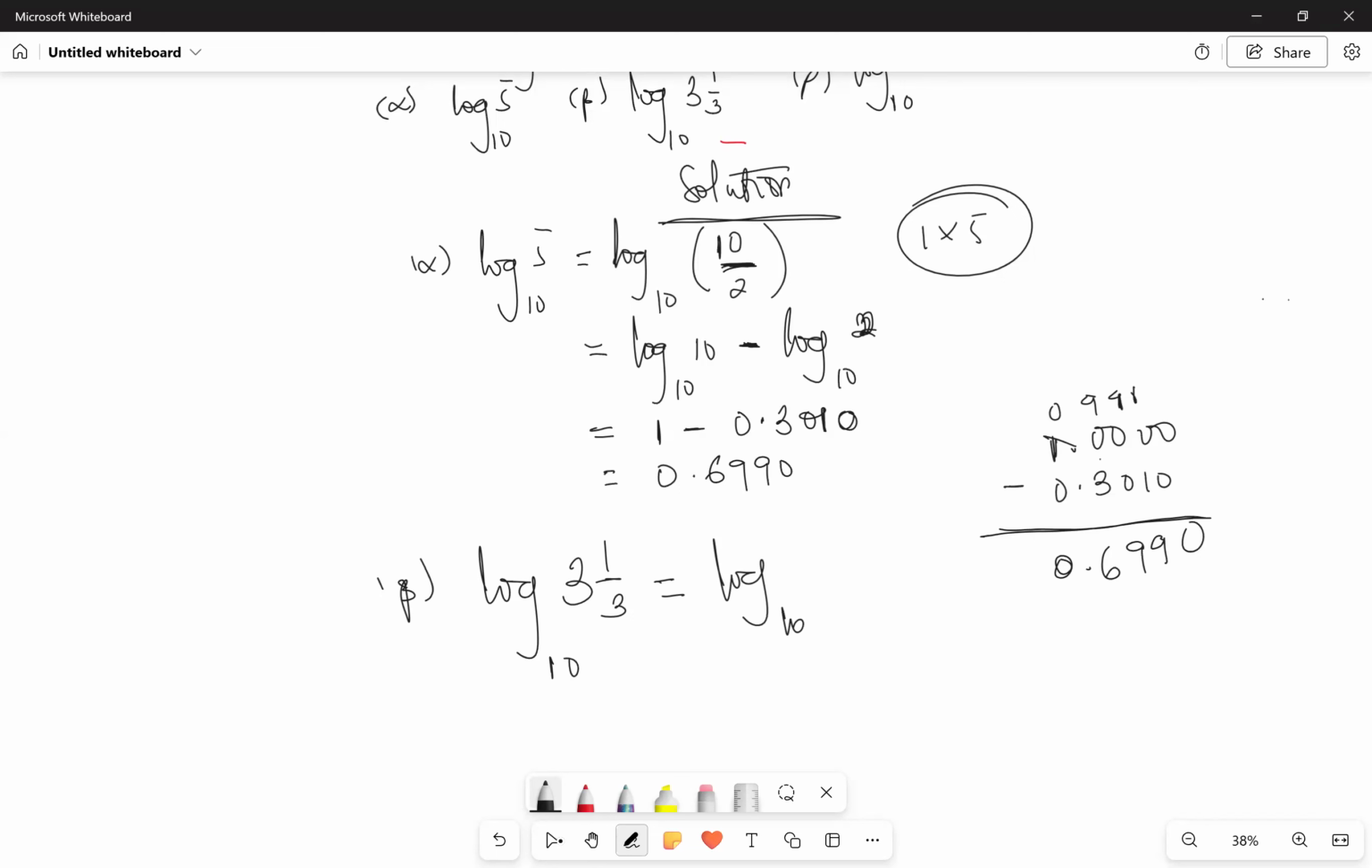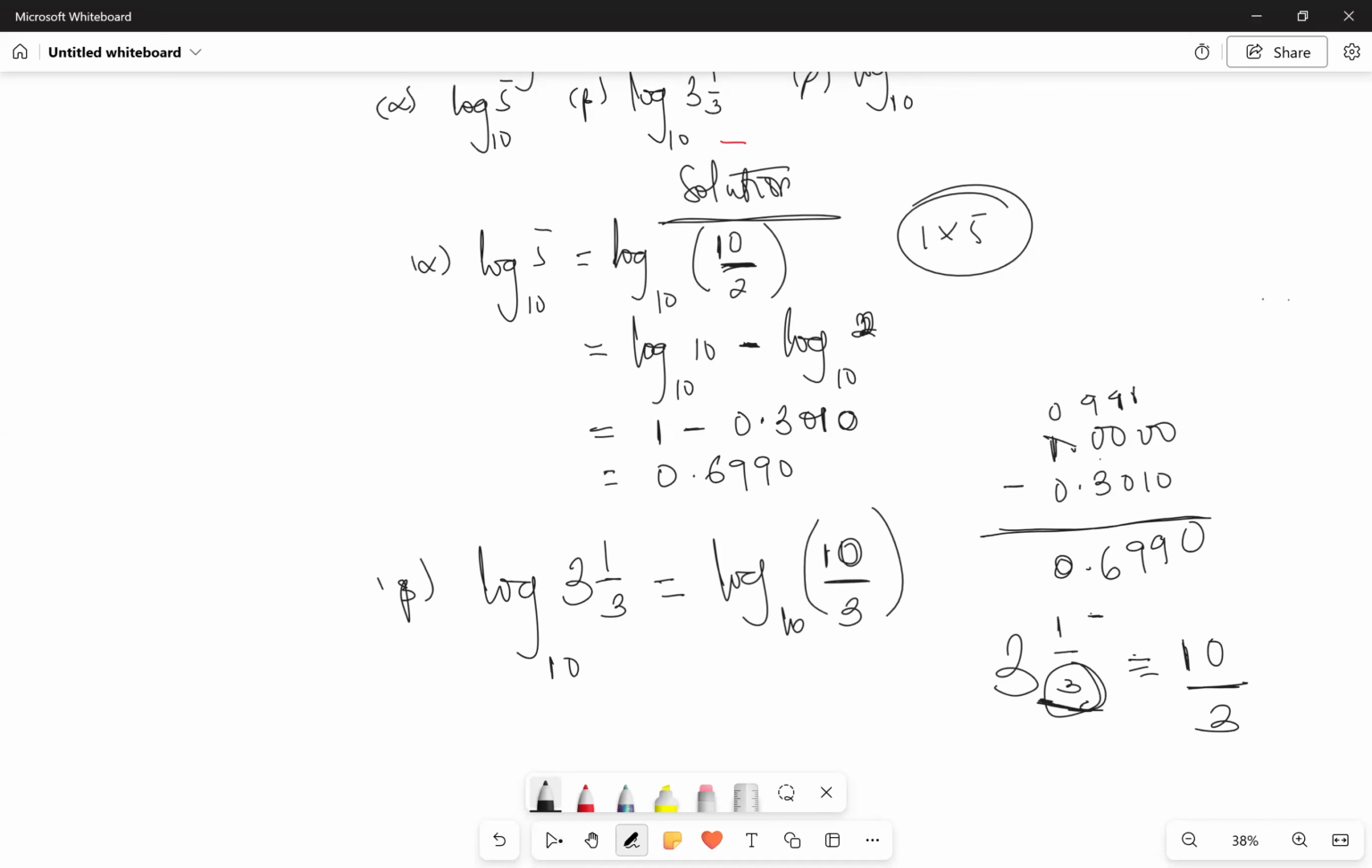If you are to simplify this, last time I showed you the mixed number 1 over 3. To solve this, you multiply 3, the denominator, by the whole number portion. That would be 9. Then you add 9 to the numerator, so 9 plus 1 will be 10. Then you express it over the base 3. So that will be log to the base 10 of 10 over 3.